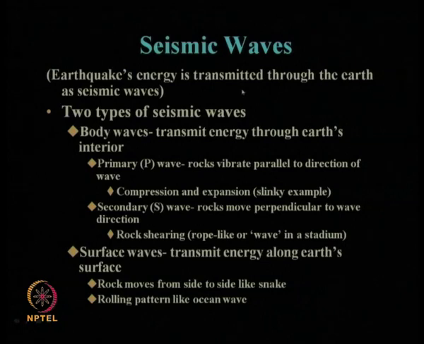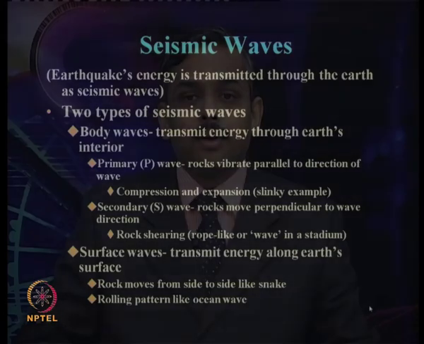We have also seen what are the various types of seismic waves. The major classification of seismic waves is into 2 types. One is called body wave, another is called surface wave. And body wave also can be subclassified into 2 categories. One is called primary or P wave, another is called secondary or shear wave or S wave. Whereas surface wave also can be subclassified into 2 categories. One is called Love wave, another is called Rayleigh wave.